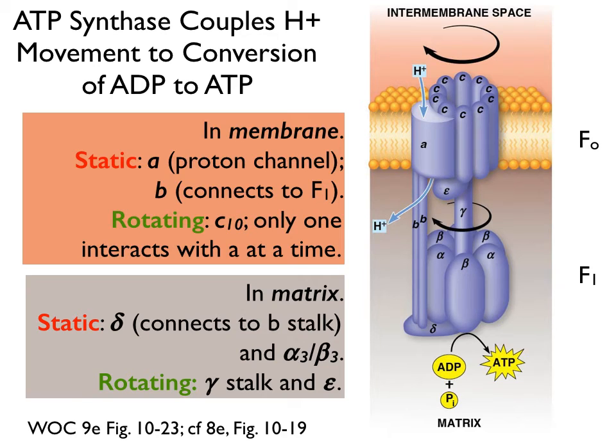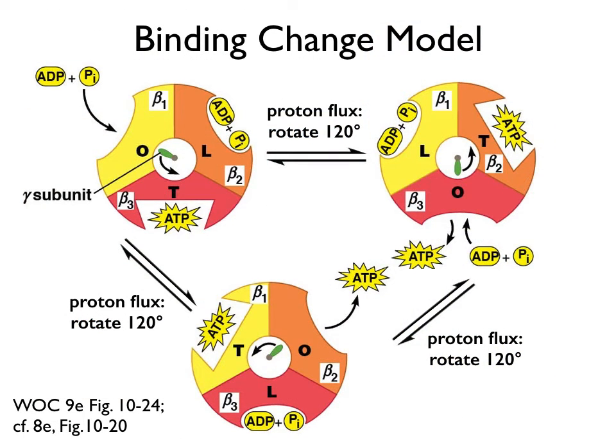So if we look down onto the F1 subunit, or we look up from the bottom, that's what's shown in the next figure. And you can see how this works. So ADP and inorganic phosphate bind to a beta subunit, which is in the open conformation. That's the capital letter O on the upper left of this diagram. Proton moves through the FO subunit, and this causes rotation of this whole complex by 120 degrees.